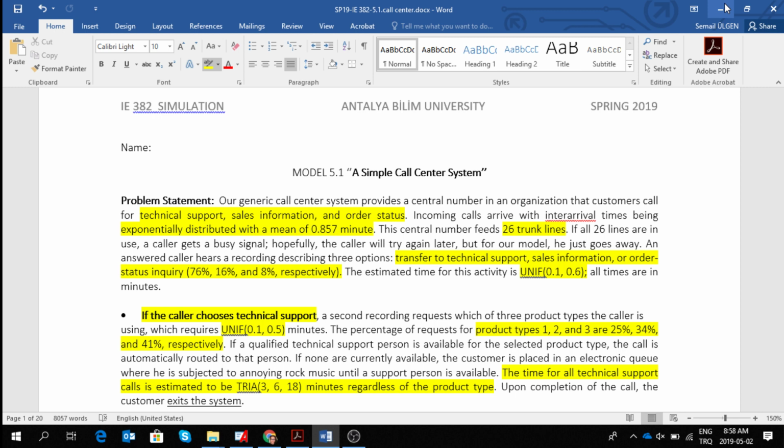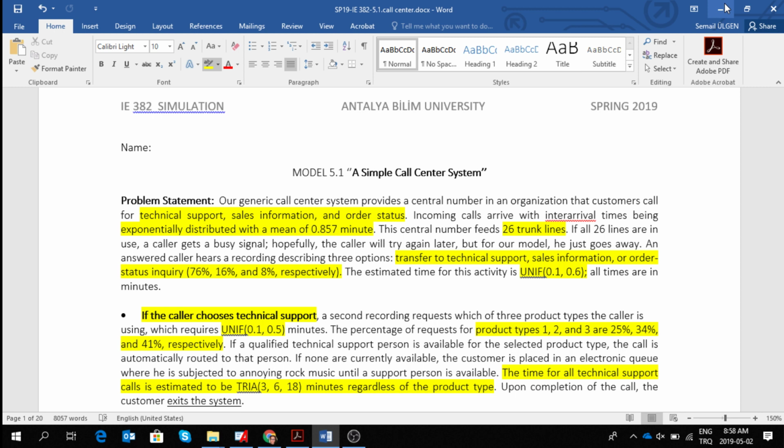Incoming calls arrive with inter-arrival times being exponentially distributed with a mean of 0.857 minutes. The resource is limited. There are only 26 trunk lines to answer these phone calls. Okay, so let's say all these 26 lines are in use.